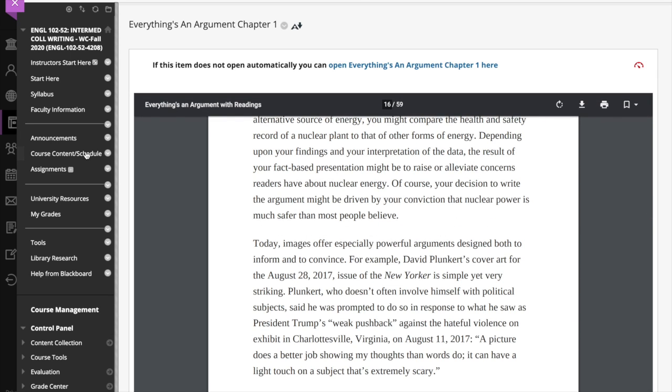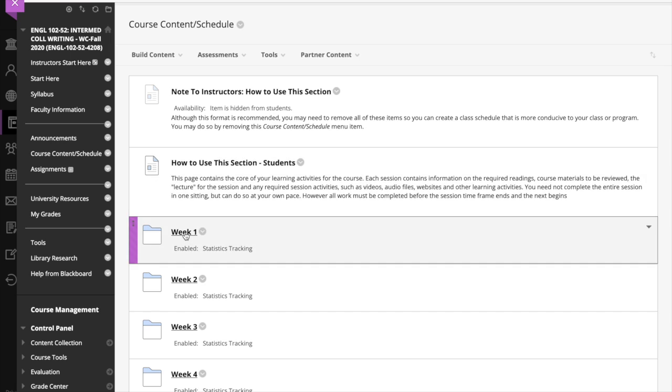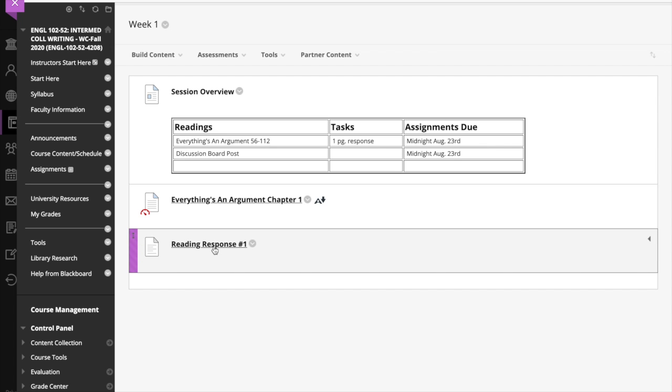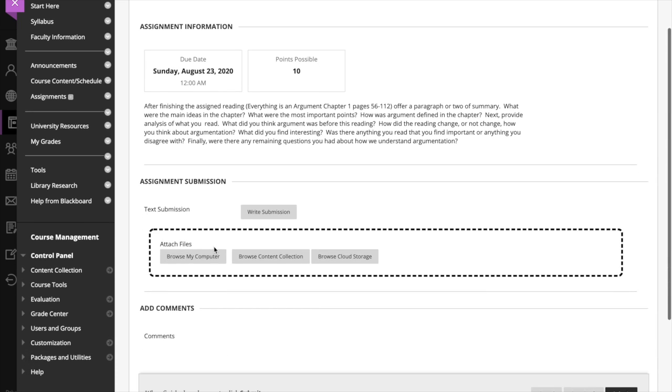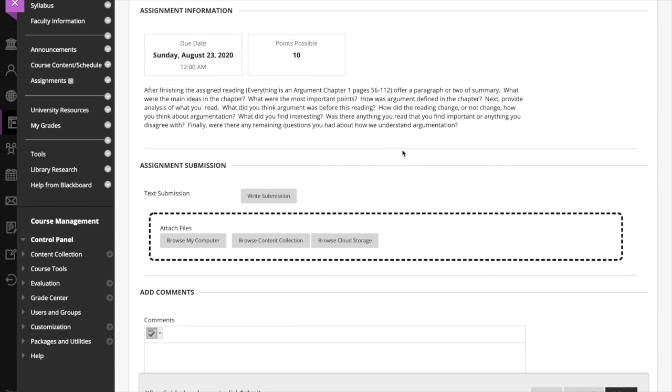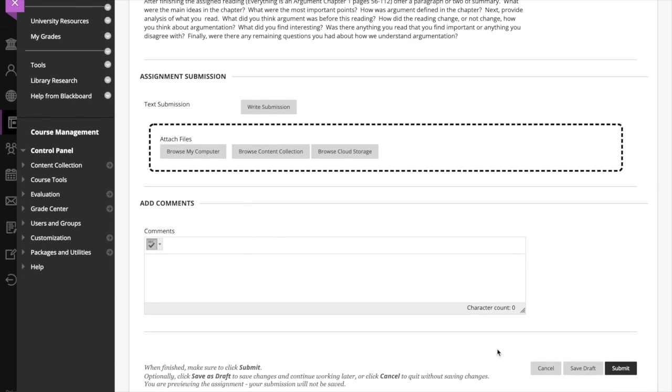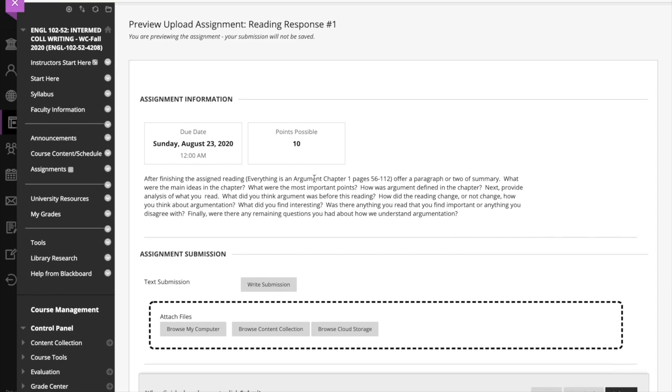When you have read through this, what you'll do is under week 1, you'll see reading response 1. Click on that. When you have written in Word document form your 1-page reflection of it, you'll go to Browse My Computer and you will upload the document. Up here is the reading prompt that I just showed you. I will also have this reading prompt in the email. So you will browse My Computer and then you will submit it right there.